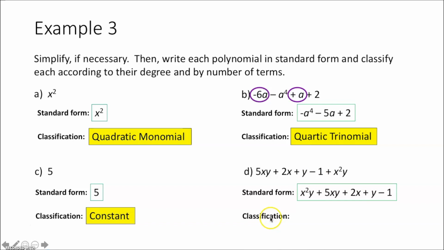Now the question is, how do we classify this? So how many terms? 1, 2, 3, 4, 5 terms, right? So 5 terms is just a polynomial. Now what is the degree? We said the highest degree would be 3. So this is technically a cubic polynomial.